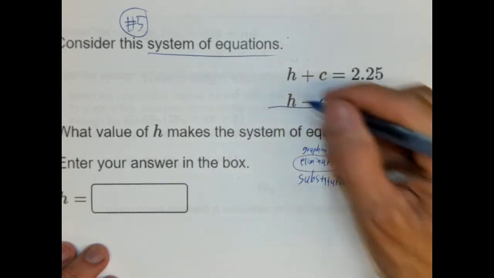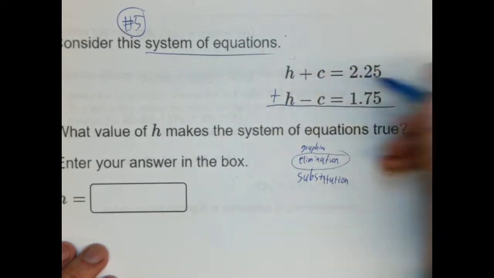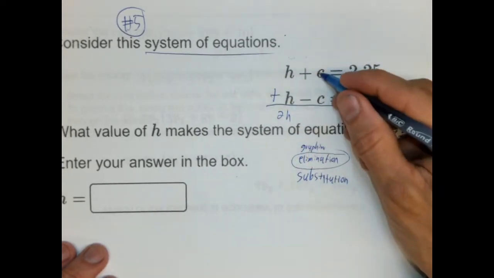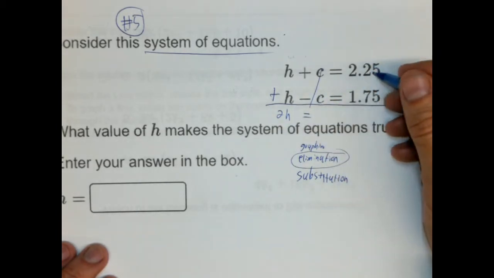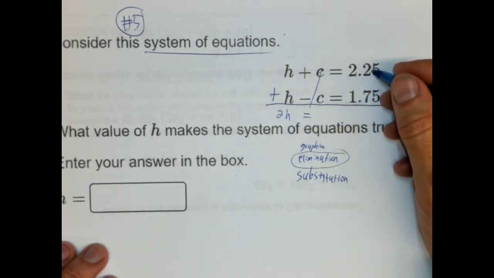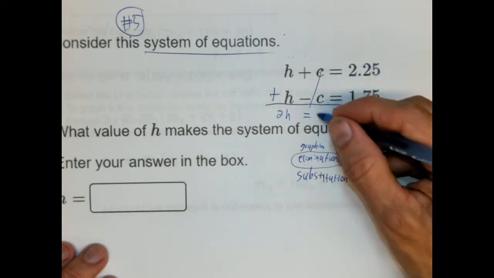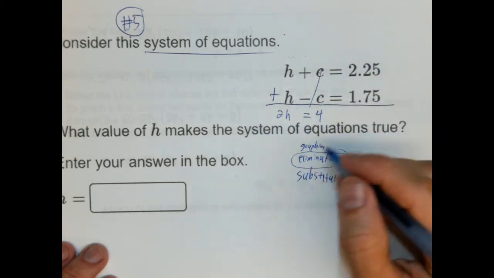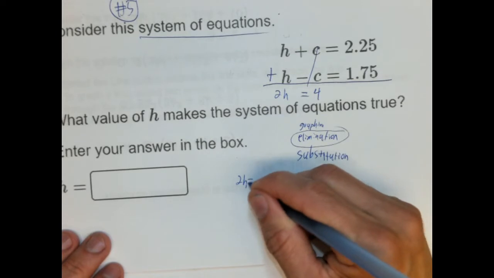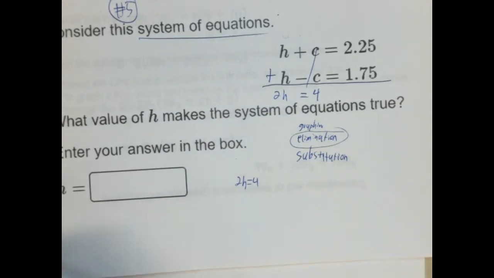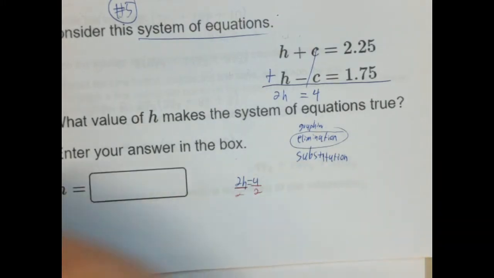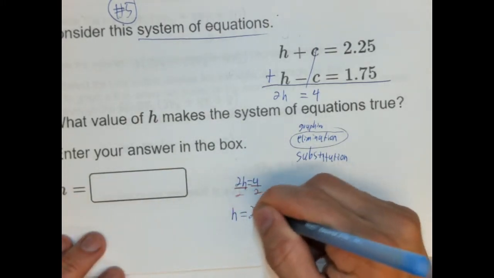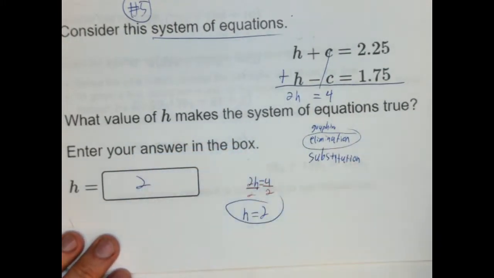So check this out. Let's combine these together. What's h plus h? 2h. What's c minus c? 0. Let's add these together. So this would be, a quarter and 3/4 is $1, so 4 right there. 2h equals 4. Let me write that down here. Let's divide by our coefficient, which is 2. And h equals 2. And that's it.